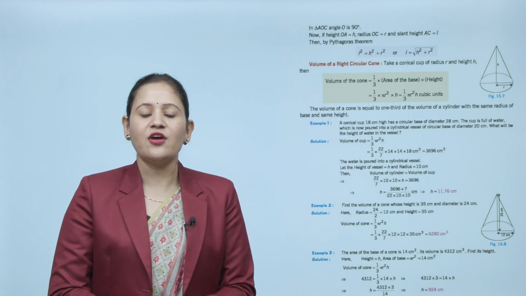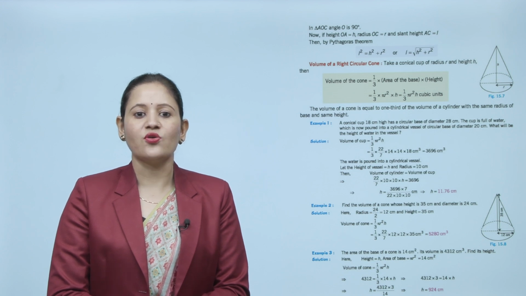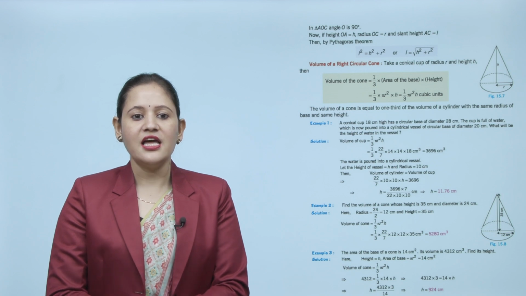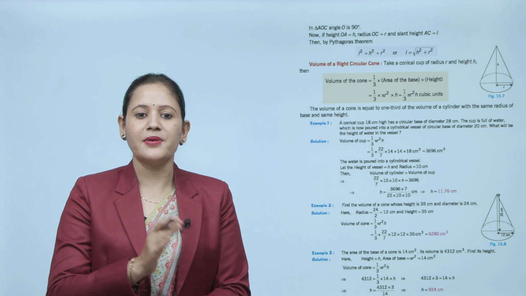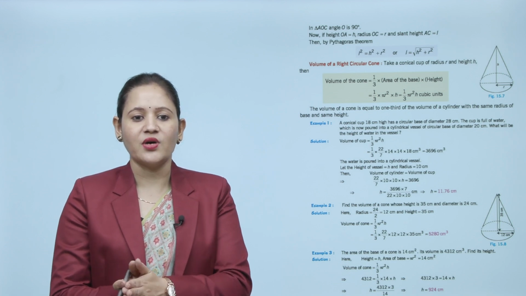In triangle AOC, angle O is 90 degrees. Now, if OA equals h, radius OC equals r, and slant height AC equals l, then by the Pythagoras theorem, l square equals h square plus r square. So l equals root of h square plus r square.